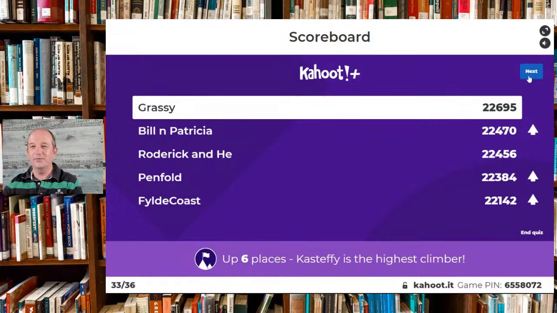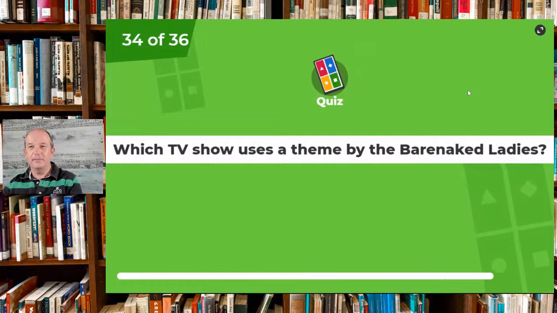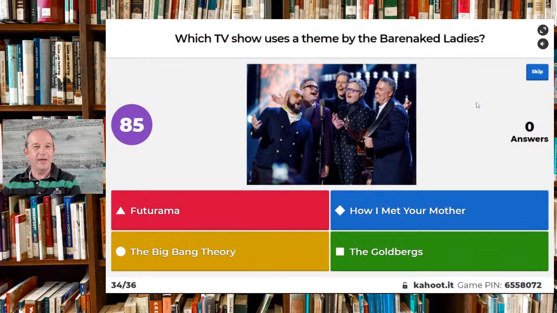Here we go. Which TV show uses a song by the Bare Naked Ladies as its theme? Is it Futurama? Is it How I Met Your Mother? Is it The Big Bang Theory or The Goldbergs? Bare Naked Ladies, and I think that's a picture of them. I did a search for Bare Naked Ladies. That picture came up first, and I thought, I'm not going to search any more because my browser history is just going to look too dodgy.